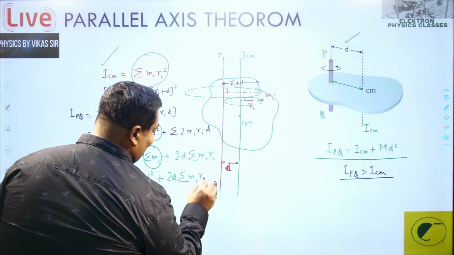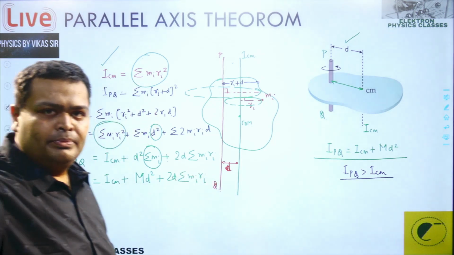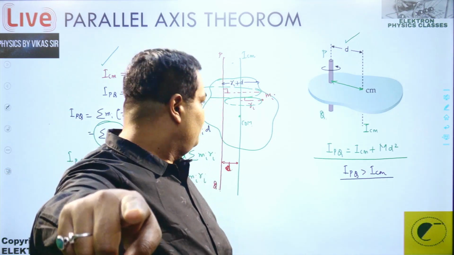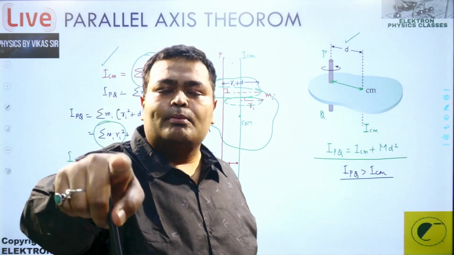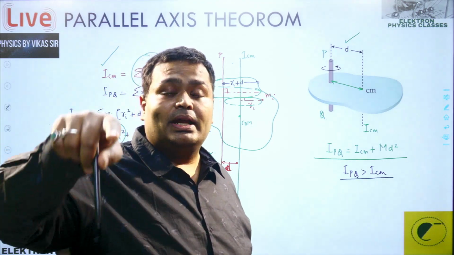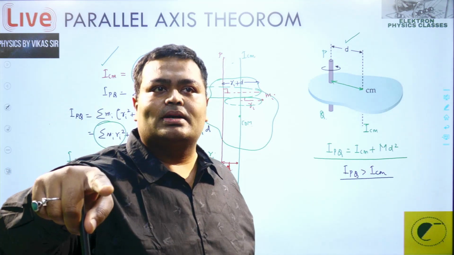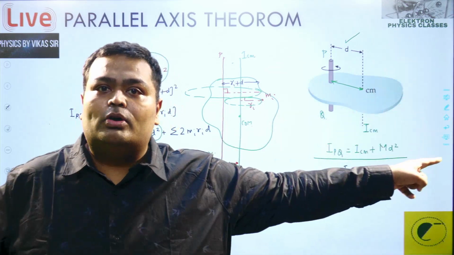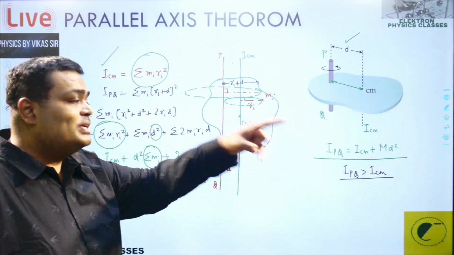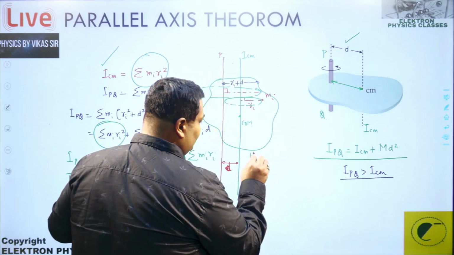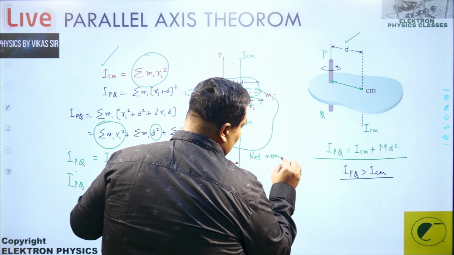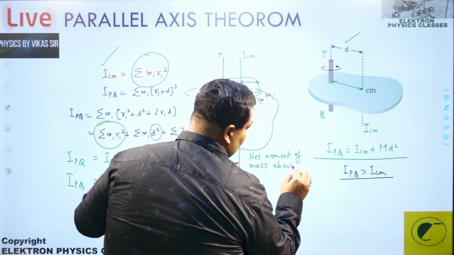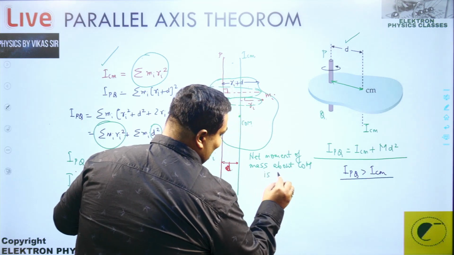summation of Mi Ri. My friends, a very crucial point which I am going to speak, the golden words I am going to speak right now. The net moment of mass. Listen, the net moment of mass about the center of mass is 0. This is what we read in the center of mass article. Those who don't know, go and watch the videos in the center of mass article. What is the statement? The net moment of mass about center of mass is 0.